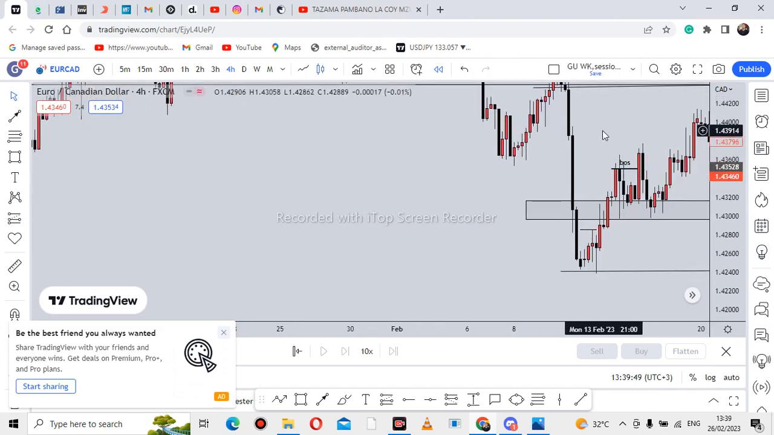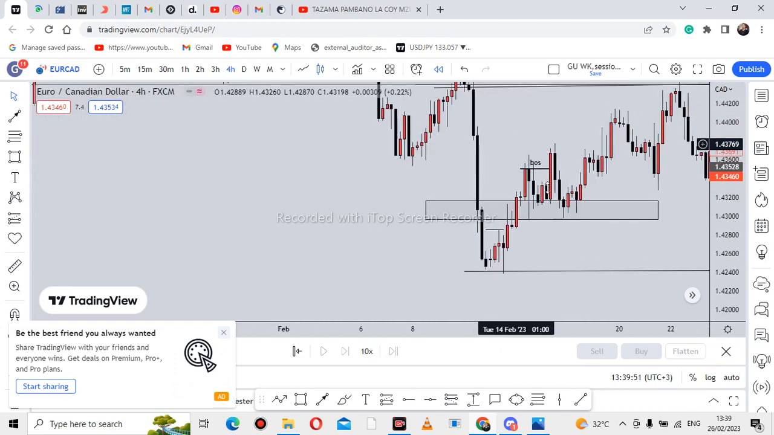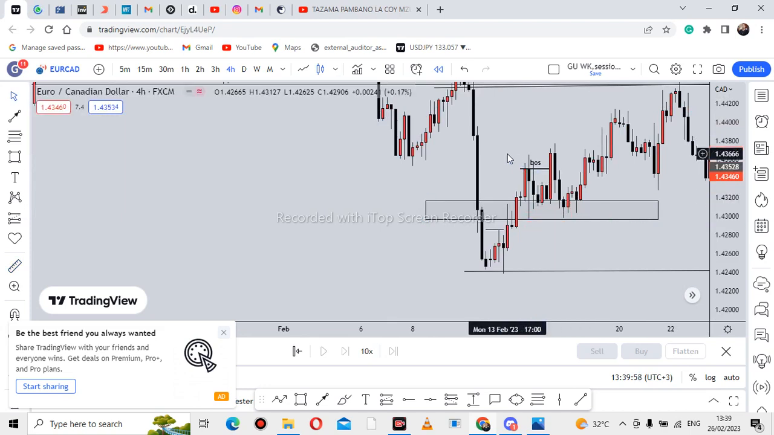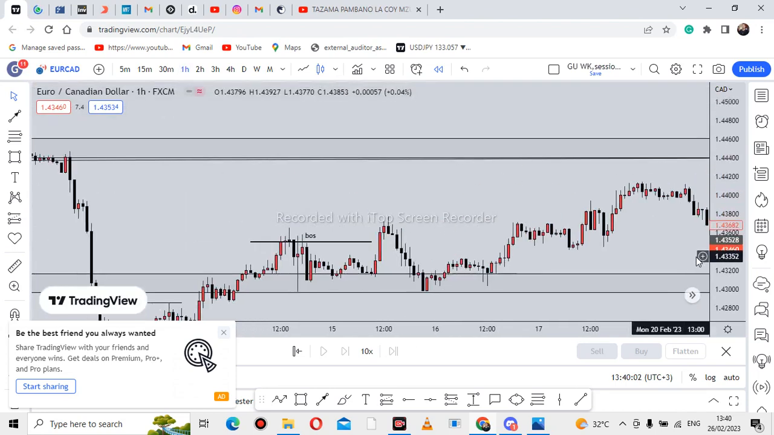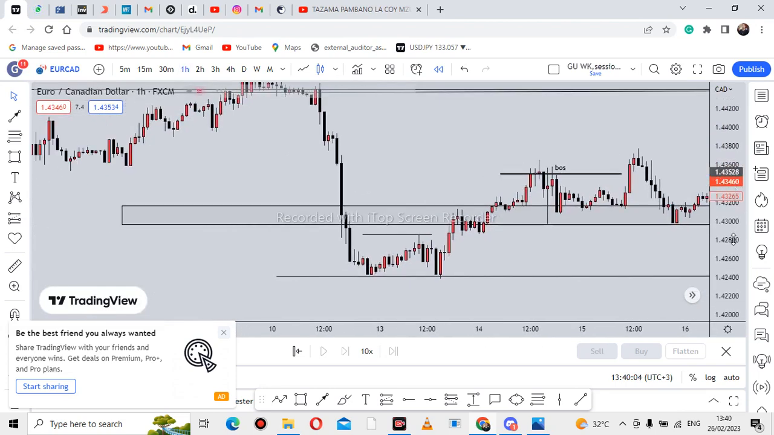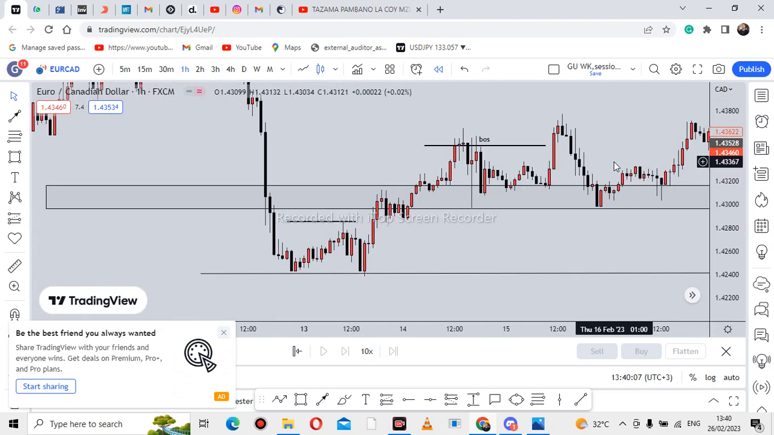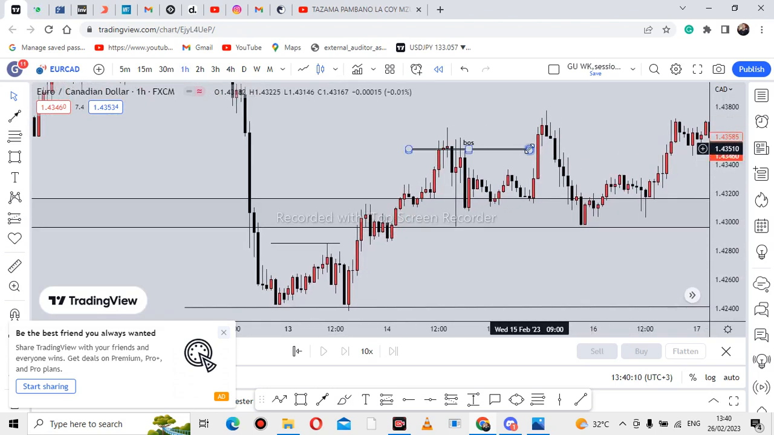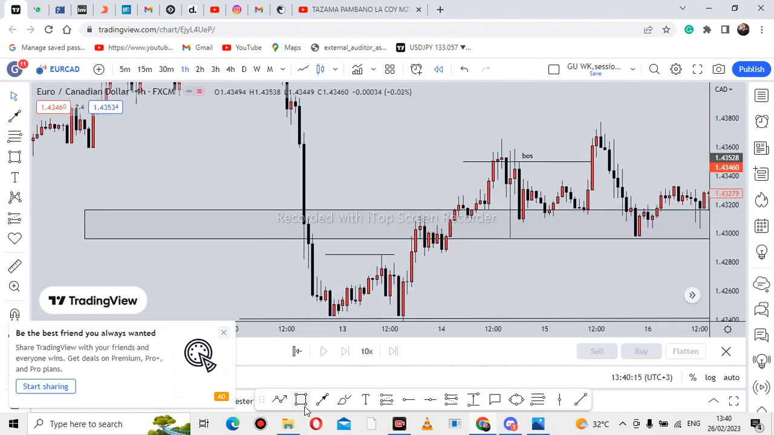So I didn't just place my order here just because the price came around this area. I also went into 1 hour. I was looking for a 1 hour bullish engulfing. When the price was making this retracement, this was a 1 hour retracement towards the 4-hour support and resistance zone.